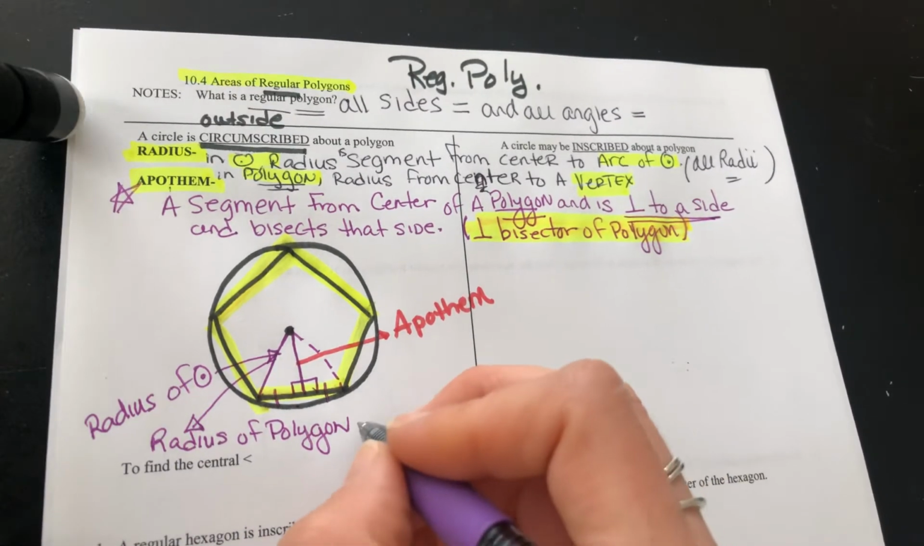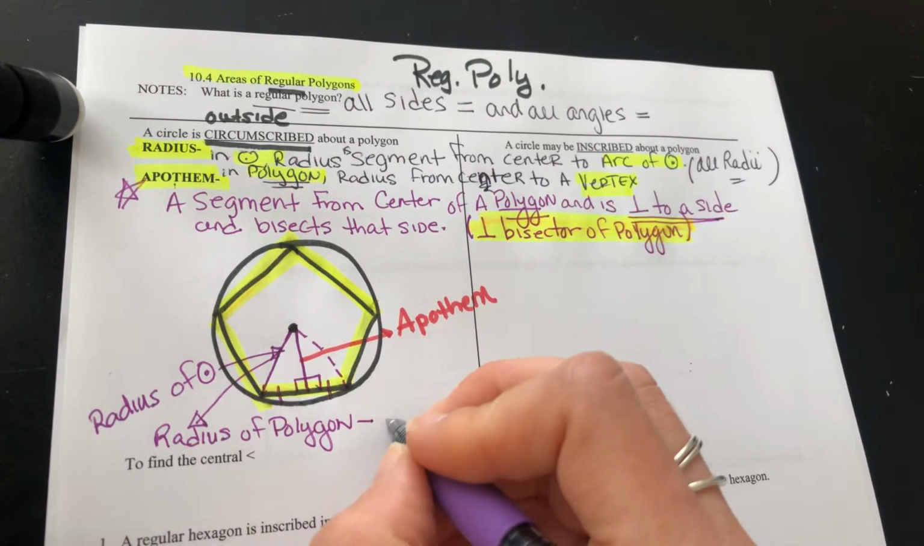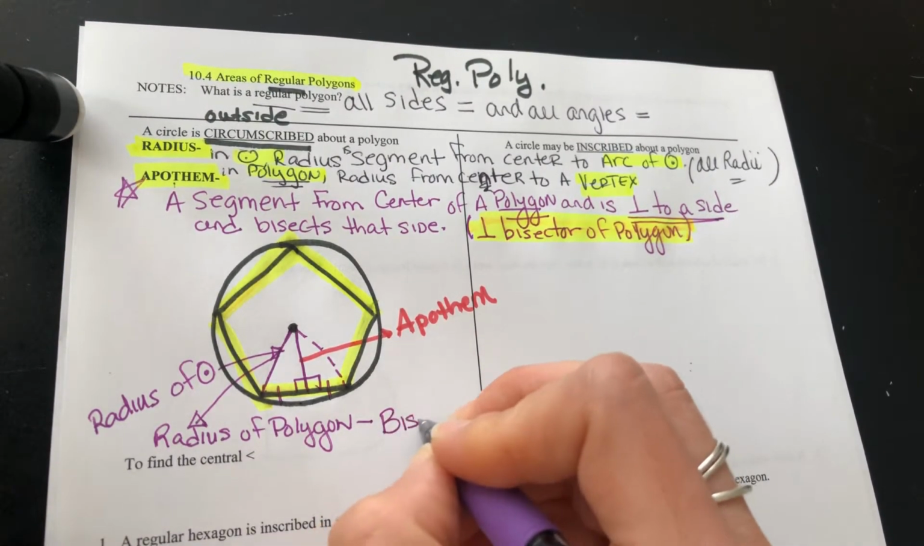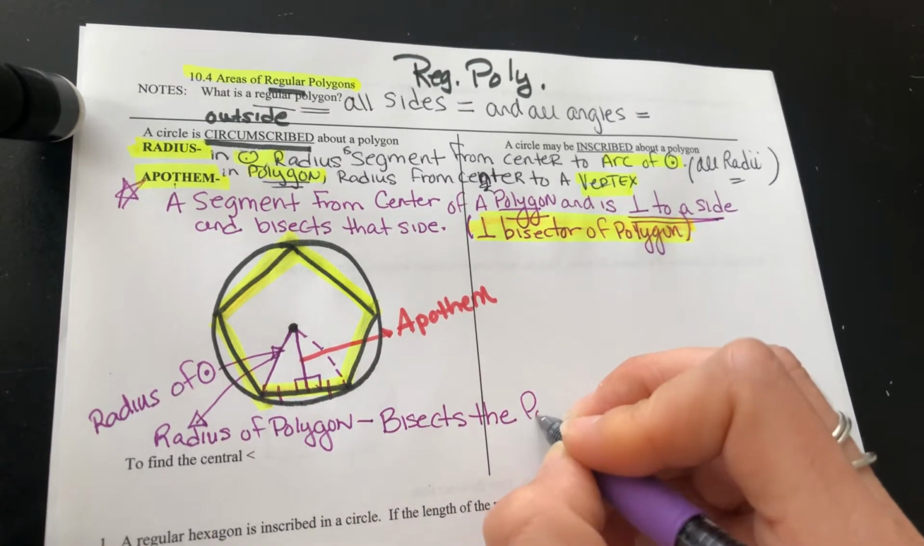Actually, jot this one thing down. The radius of the polygon, just so you guys are aware, actually bisects the polygon's vertex angle.